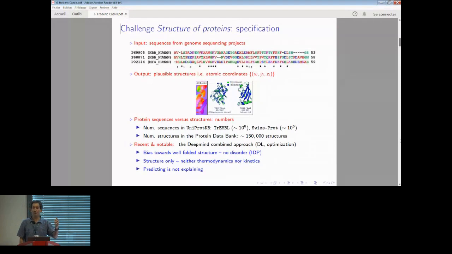Of course, you don't have any information about thermodynamics or kinetics. And of course, last but possibly not the least, predicting is not explaining, and so you don't exactly know what's happening. And so we got to talk within 3D-Sig: does AlphaFold understand biophysics in the first place? Okay, so this challenge is essentially solved, but there are a number of limitations.